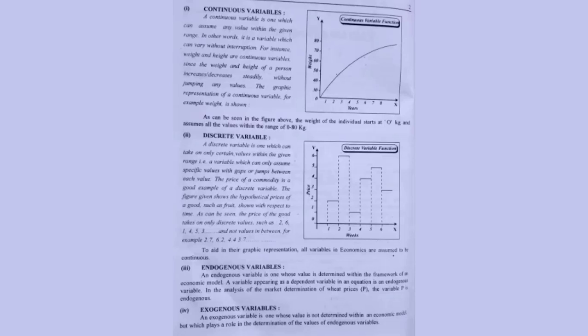जैसे मैंने अर्ज किया कि x, y और z में से अगर आपको y और z की वैल्यूज गिवन होती थी, तो y और z आपकी लेफ्ट हैंड साइड पे डिपेंडेंट वेरिएबल की जगह पे देखा जा सकता था। In the analysis of the market determination of wheat prices, the variable p is endogenous.